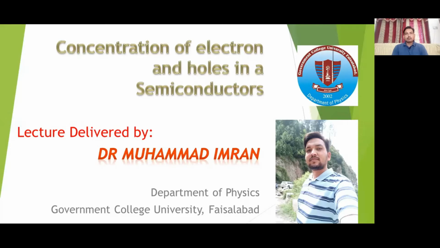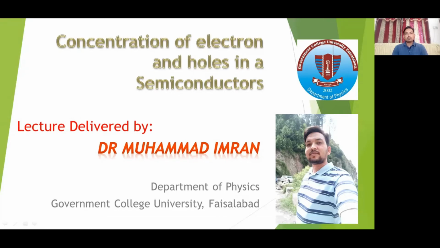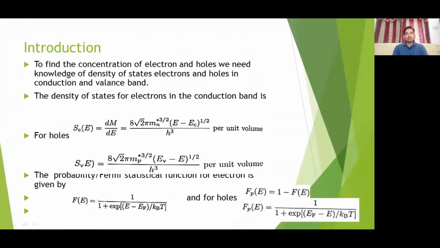Bismillahirrahmanirrahim, students. We are starting our lecture about the concentration of electrons and holes in a semiconductor. Our previous lectures were about the introduction of semiconductors, types of semiconductors, and how you can differentiate between intrinsic and extrinsic semiconductors. So now we are at the point of how many electrons per unit volume there are in the conduction band, or how many holes per unit volume there are in the valence band. How can we estimate their concentrations, and on what factors can these concentrations depend? First of all, we'll start our discussion.